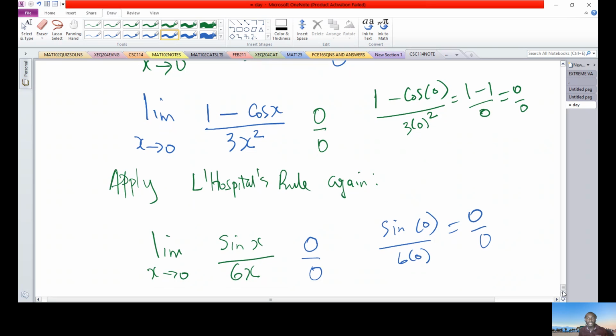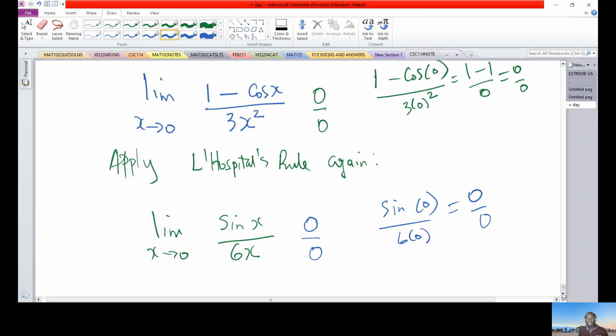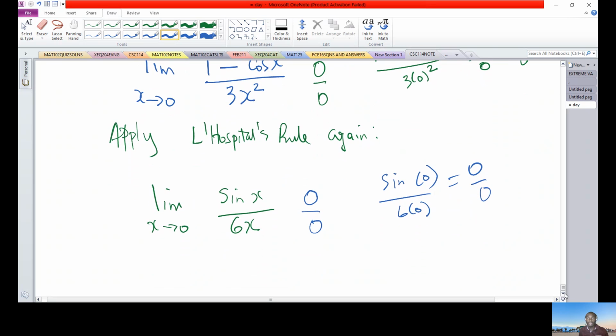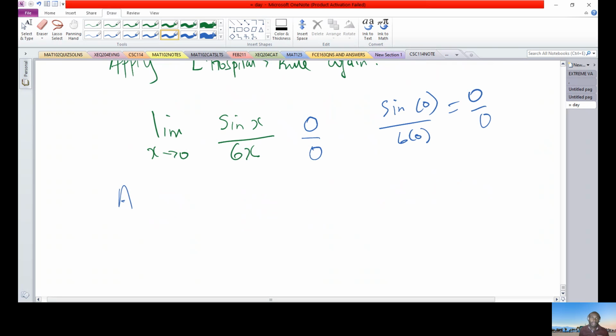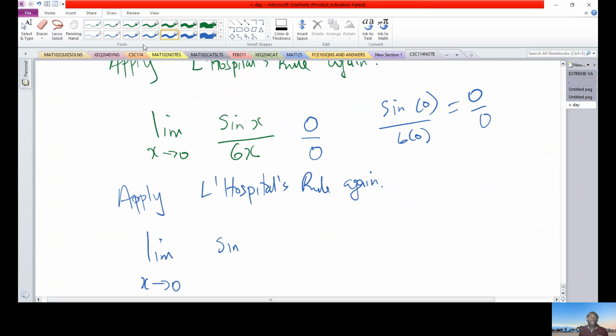So because it satisfies the hypothesis of the L'Hospital rule, then you also apply L'Hospital again. So apply L'Hospital rule again. So we have limit as x approaches 0 of sine. So when you differentiate sine, you get cos. So cos of x, and this would give us 6.